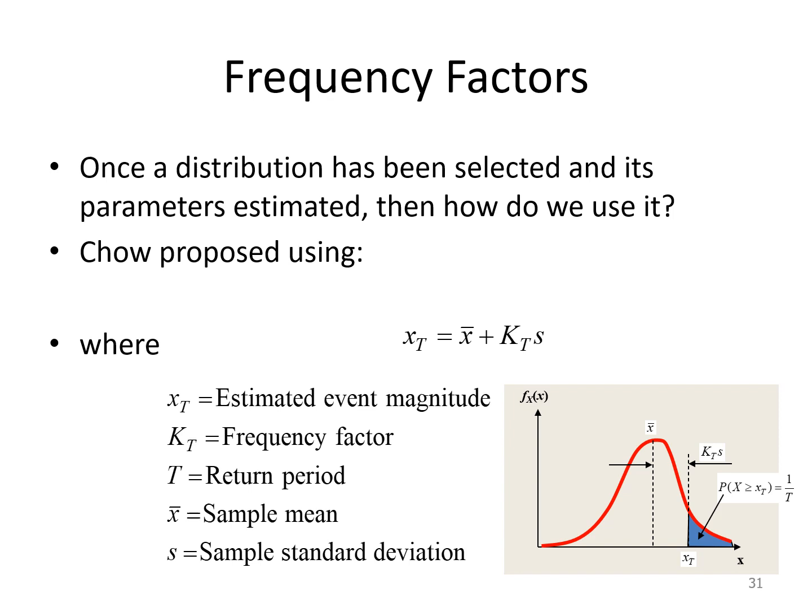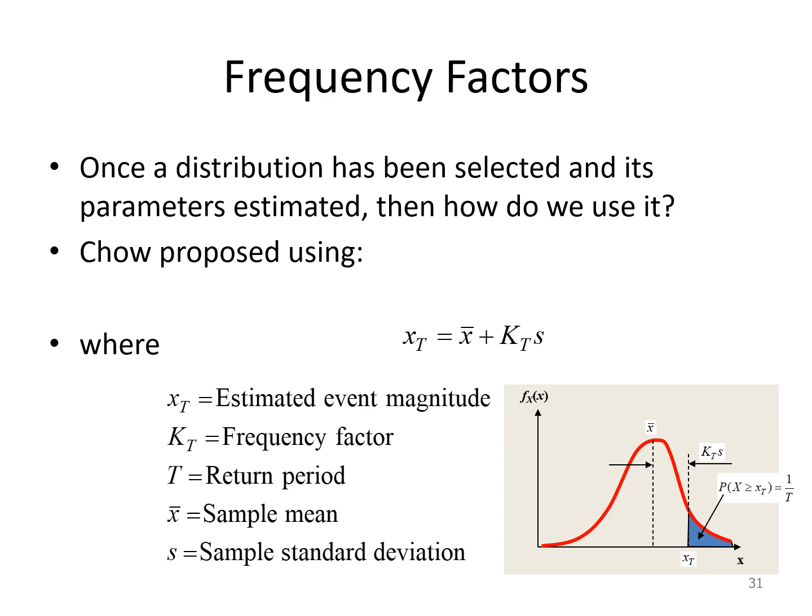So the simplest way is using frequency factors. Once a distribution has been selected and its parameters estimated, how do we use this? For example, we want to find the return period using a normal or a Gumbel distribution. There is a really simplified method where you use this formula.